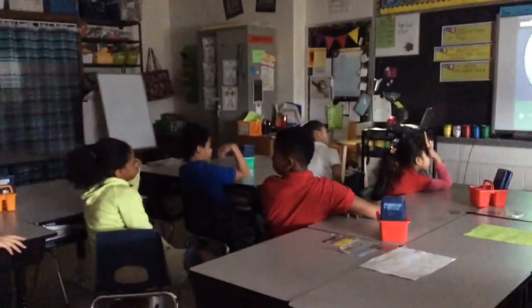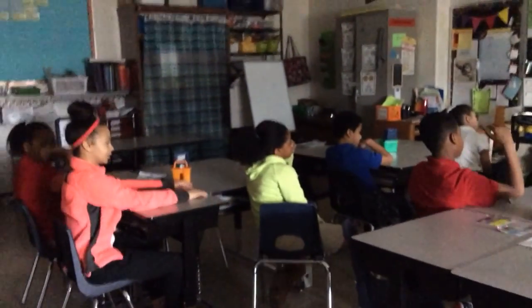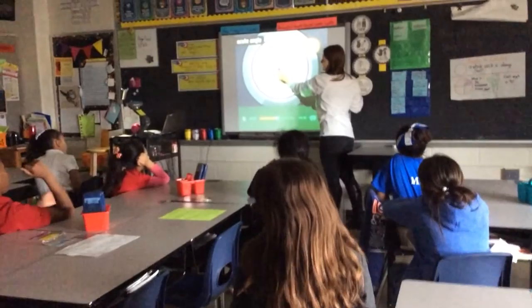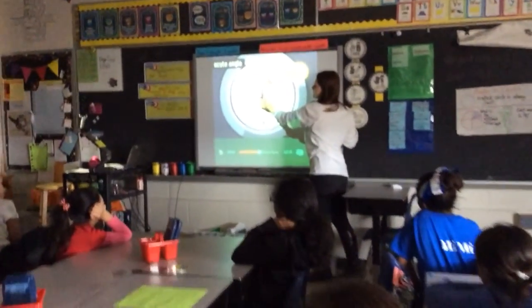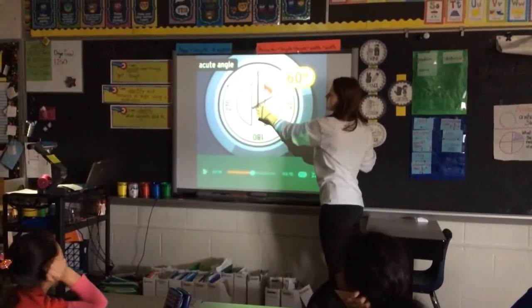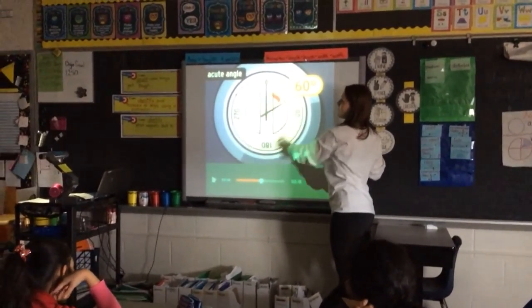What's that called, Elizabeth? On the vertex. So the vertex would be, this was a ray, and this was a ray. The vertex is right here. So that's where they put the center, the dot that we've talked about on our protractors, as the vertex on the angle to measure it.